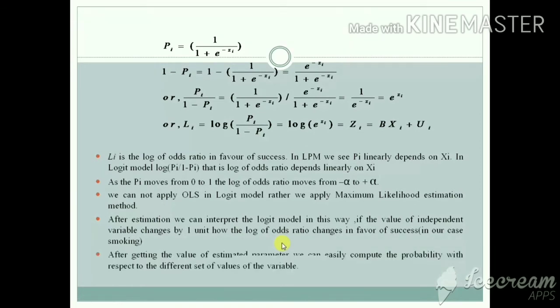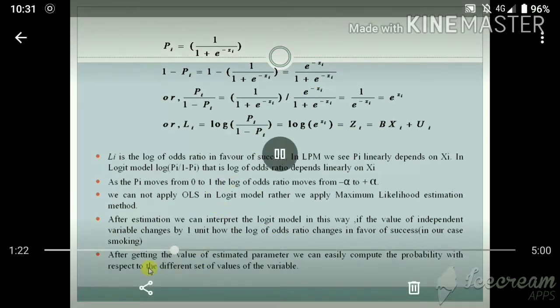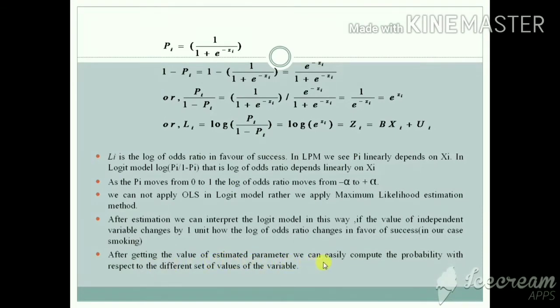Similarly, some other results we will also explain later on. After getting the value of the estimated parameter, we can easily compute the probability for different sets of values of the variable, because we know the value of z is related to p in this way: 1 by 1 plus e to the power z. So whenever we get the value of the parameter, we can get the value of z, and we can convert or calculate the value of probability by using this relation.